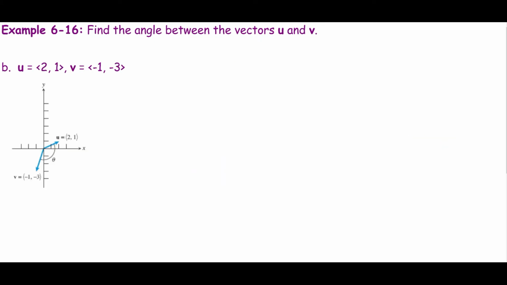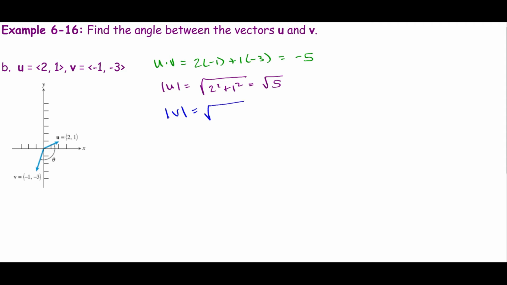So on this second example, we have u as the vector 2, 1, and v as the vector -1, -3. So again, we have those 3 pieces that I need to find. So I need u dot v, which is going to give me 2 times -1 plus 1 times -3, which is going to give me -5. I need the magnitude of u, which is going to give me the square root of 2 squared plus 1 squared, which is going to give me the square root of 5. And I need the magnitude of v, which is going to be the square root of -1 squared plus -3 squared, which is going to give me the square root of 10.